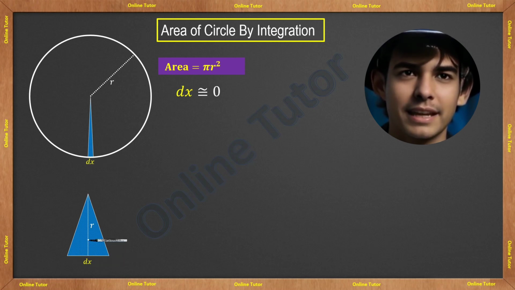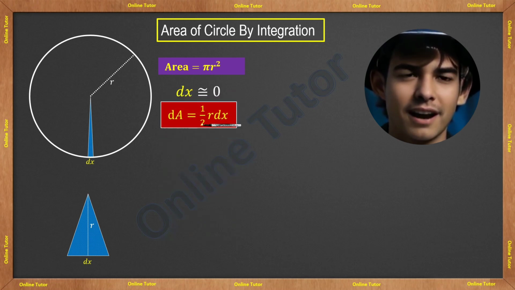So what will be the area of this triangle, dA? So dA is the area of this triangle. This will be half into base into height. Base is dx and height is r. So this is the area of this triangle.